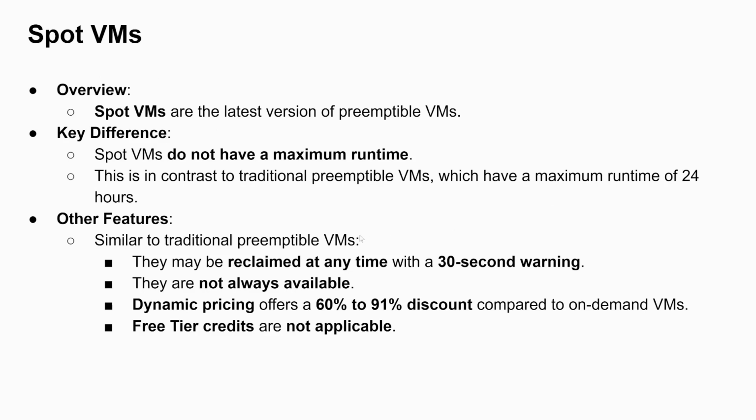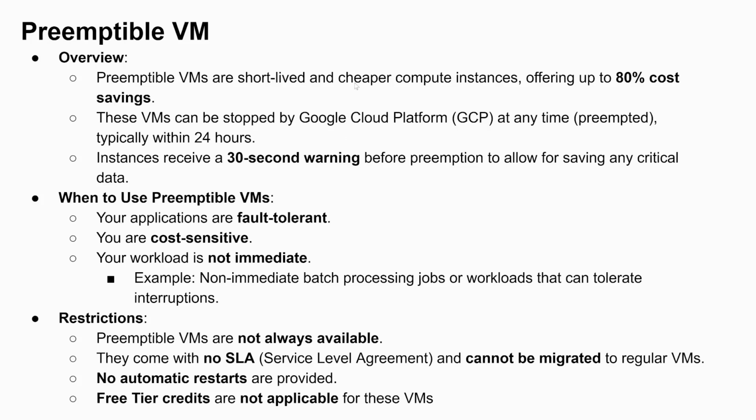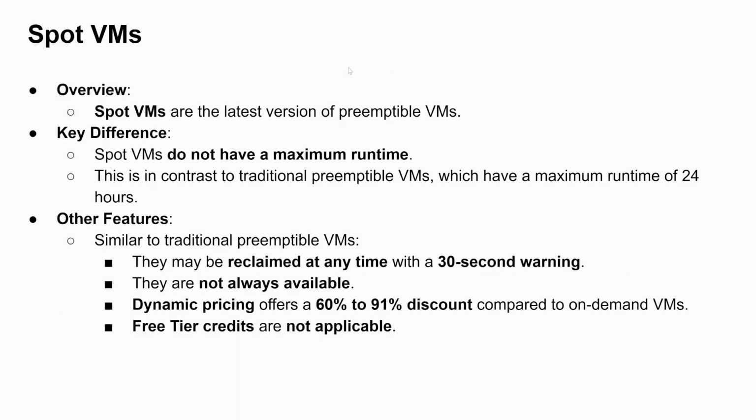If you have used the Google Cloud Platform before, there was a separate option to create preemptible VMs, but now they have just renamed that to spot VMs. The key difference between spot VMs and traditional preemptible VMs is that spot VMs do not have a maximum runtime. This is a very important point. Whereas preemptible VMs are limited to a 24 hour lifetime.